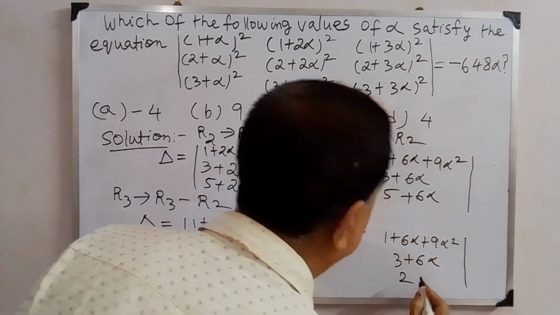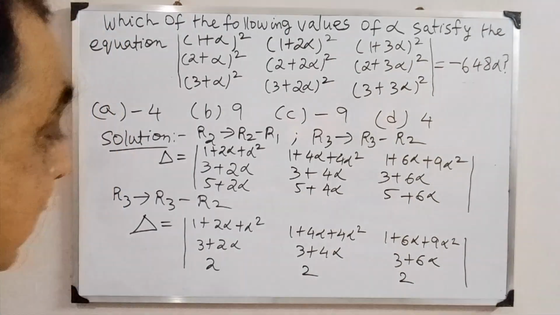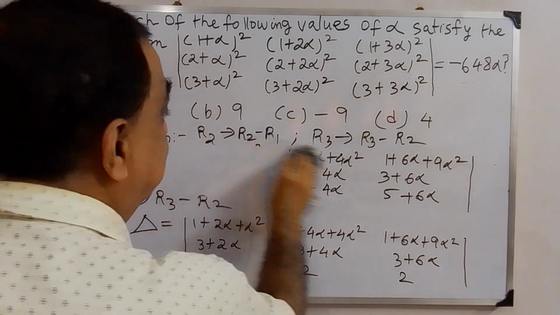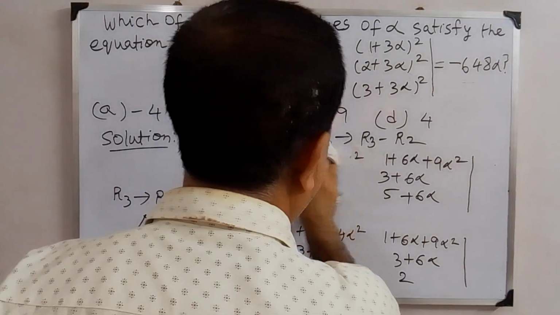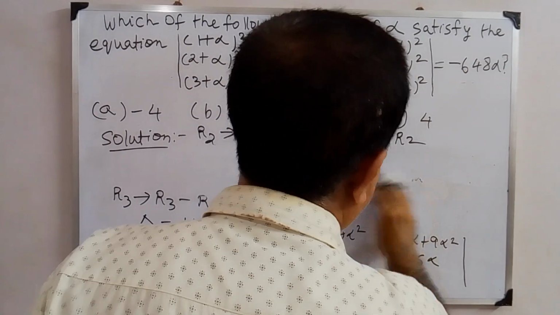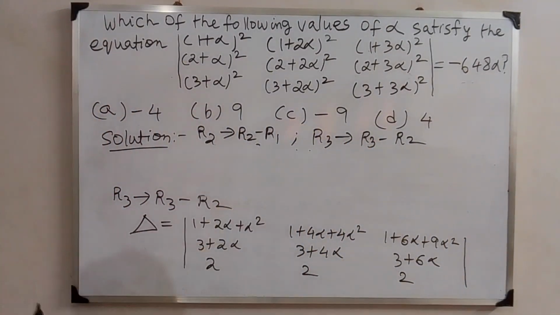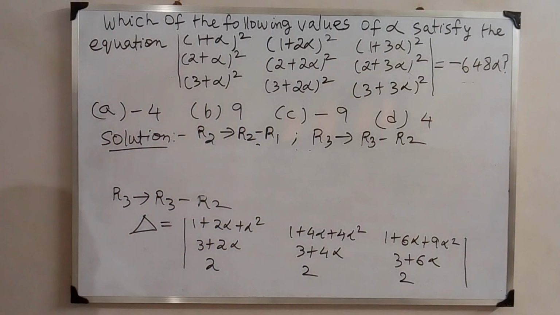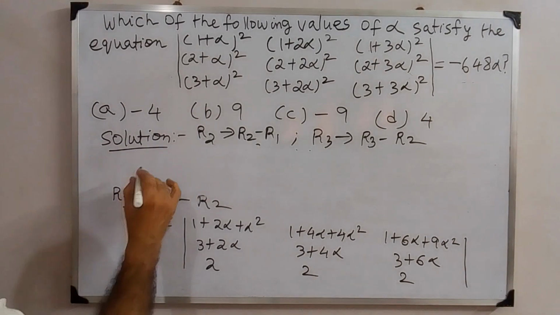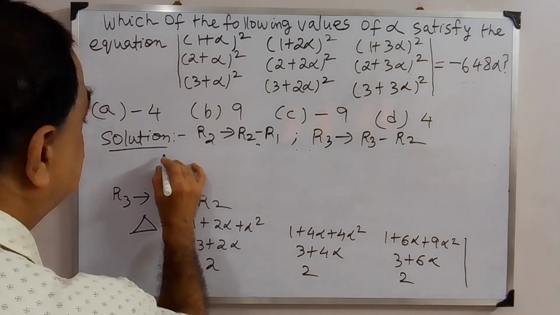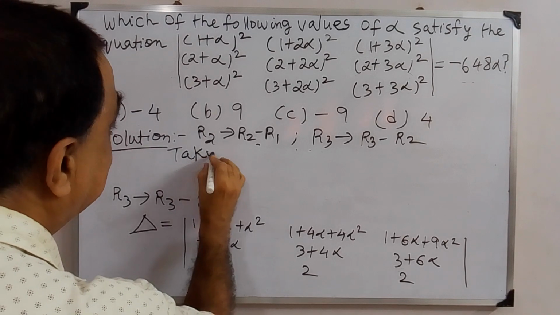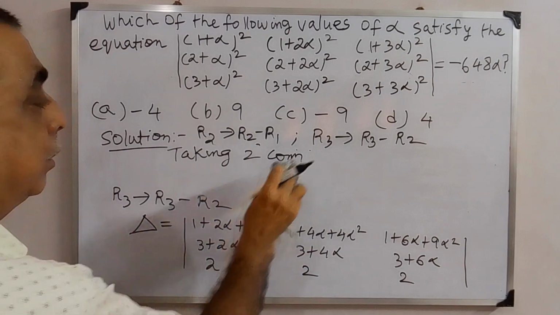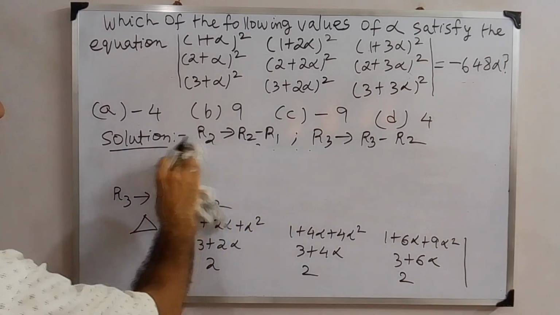5 minus 3 is 2, and 6 alpha is cutting out. Okay, then what you do? So we have got a little simpler form. Now what you do next? You take 2 common out, as there is a 2 element common in the third row. So take the 2 common out from the third row. Taking 2 common out, or you may leave this if you want.